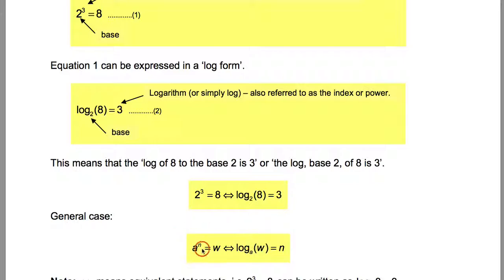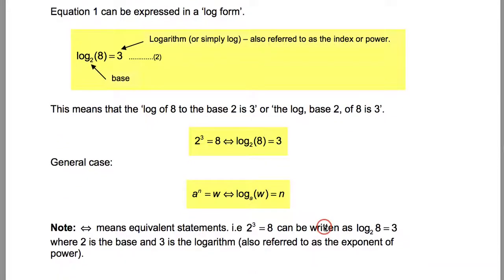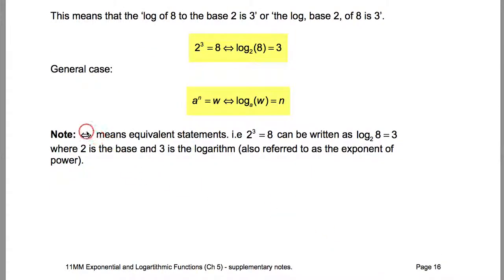The general situation, a to the power of n is equal to w, log base a of the number w is equal to n. And just this little symbol here means equivalent statements, i.e. 2 to the power of 3 equaling 8 can be written as log base 2 of 8 equaling 3.